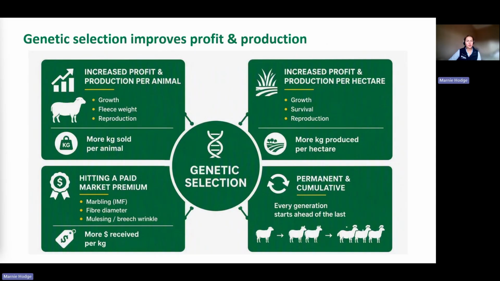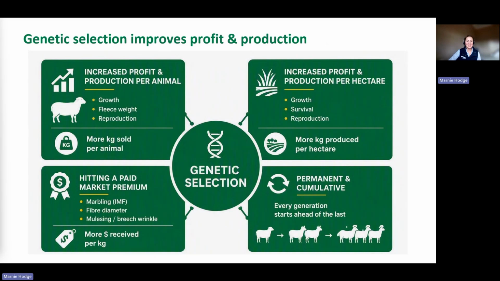You can also increase your profit and production per hectare. So improving genetic selection for growth, survival, and reproduction traits ultimately leads to more kilograms produced per hectare. You can also utilize genetic selection tools to help hit a paid market premium, which could be a trait like marbling or eating quality, fibre diameter, or improving your breech wrinkle over time, which ultimately leads to more dollars received per kilogram of livestock produce.